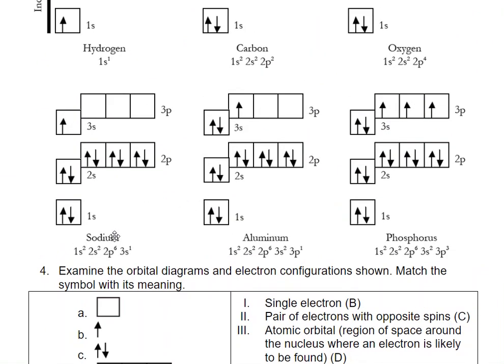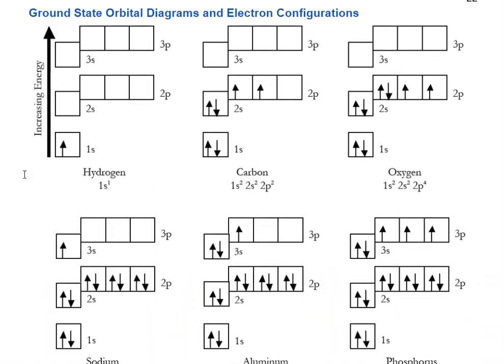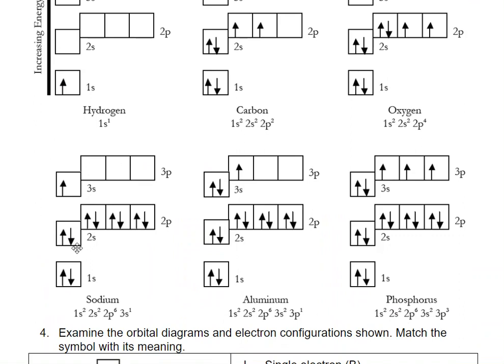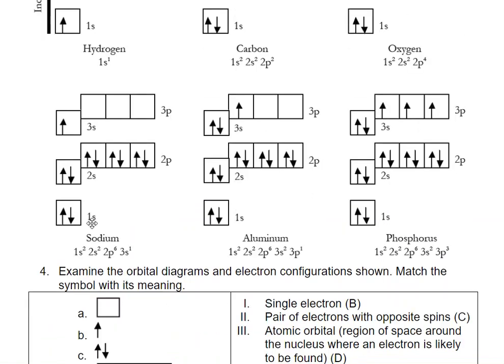So how do I know that this 2s is lower in energy than the 2p? And I know that because the axis here along all of these is increasing energy. So because 2s is a little bit lower than 2p, we know that it's representing something with a little bit less energy.